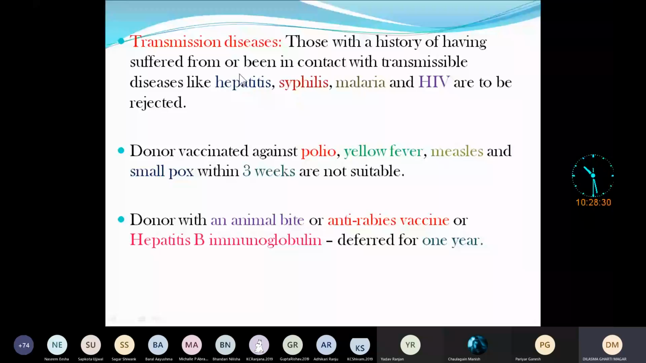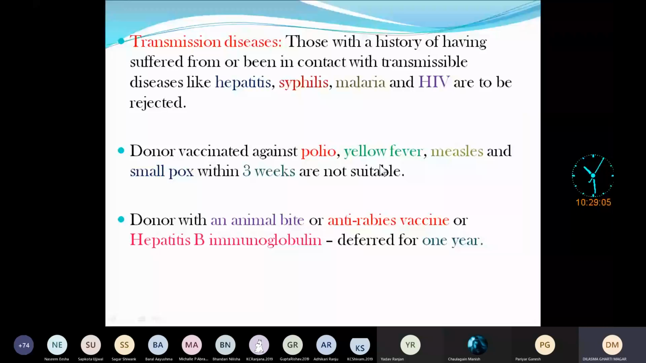Whenever the donor is vaccinated against polio, yellow fever, measles, smallpox, they cannot donate blood for 3 weeks. It is not good to donate blood within 3 weeks. Understood here? Polio is usually given to small kids, isn't it so? If the donor is vaccinated against polio and yellow fever, have you heard of this yellow fever?